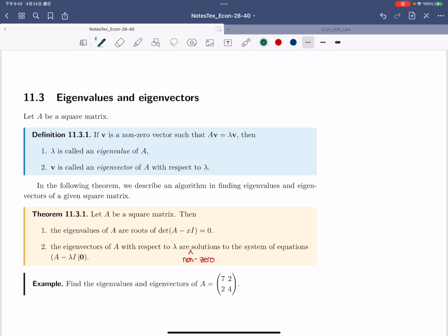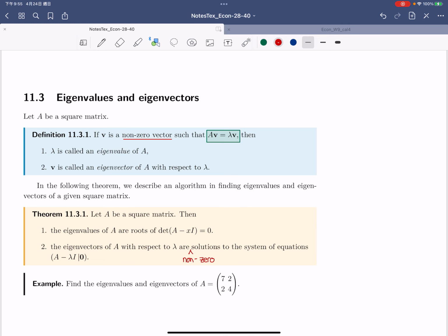On the previous page, I mentioned that our goal is to find lambda and phi such that for matrix A, we have Aφ equals λφ. So it's very important here that phi is a non-zero vector. Okay, it's not a zero vector, because otherwise this equation will be too easy to solve. But then before I tell you how to find lambda and phi, firstly, let me introduce some terminology.